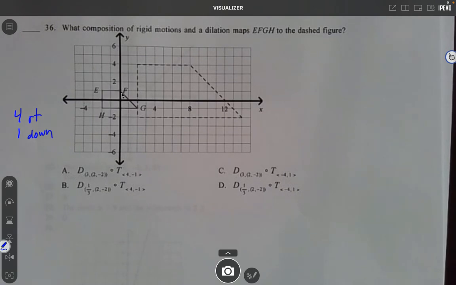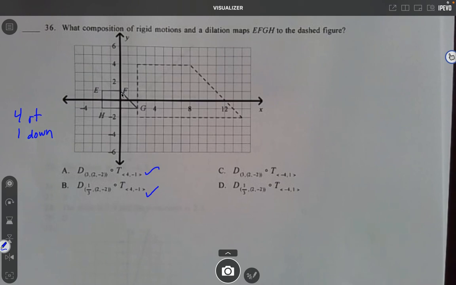So which one of those translations looks like 4, -1? This one does. A and C. Or A and B. Yeah, A and B. Sorry. Yeah, and that's it. Does everybody get that? So we've narrowed it down. I knew that this point right here goes 1, 2, 3, 4 to the right and down 1. Okay, I'm just trying to match them up.